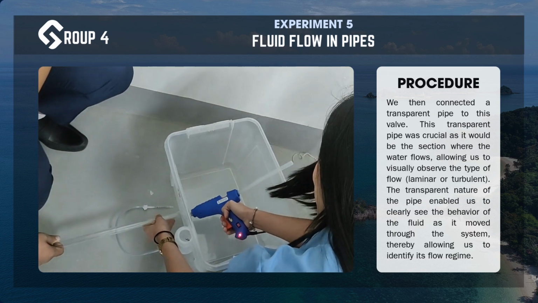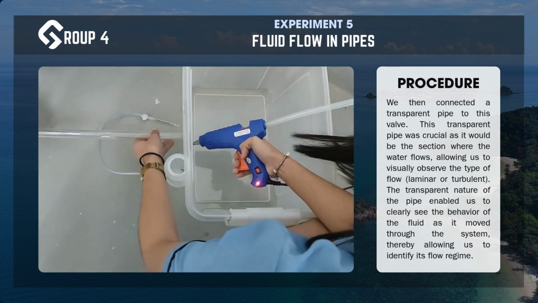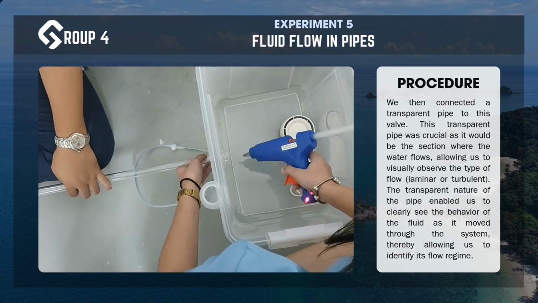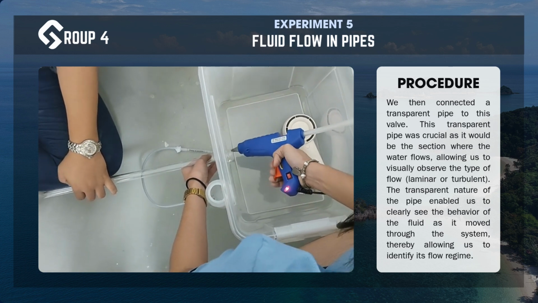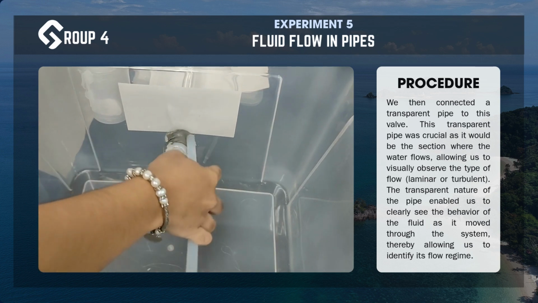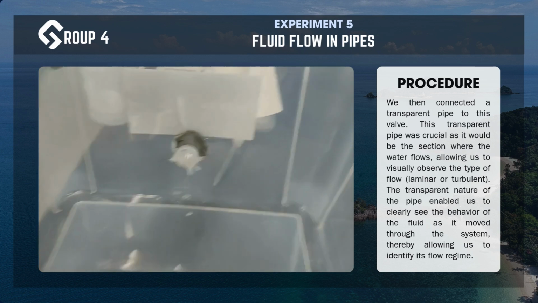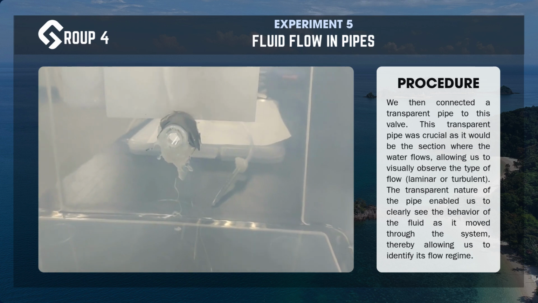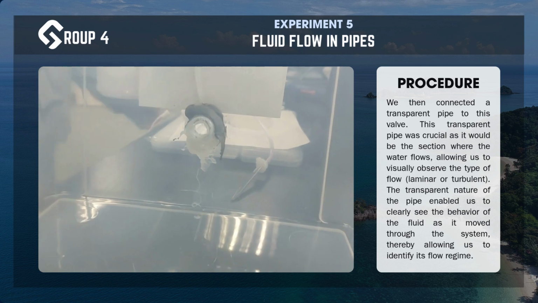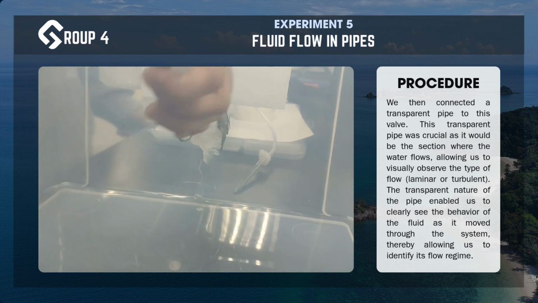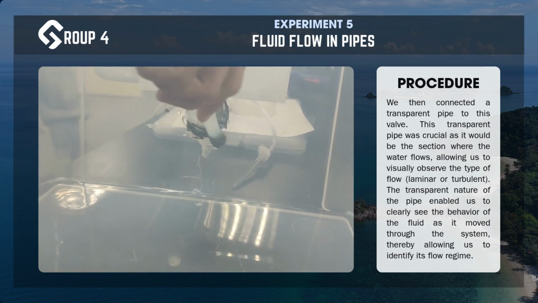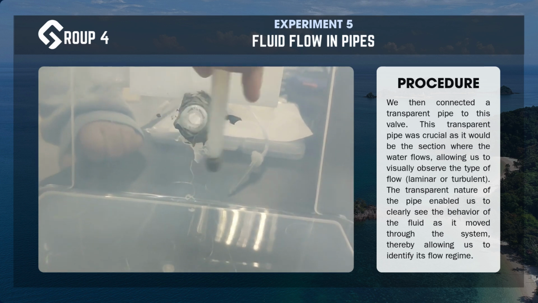To continue the procedure, we connected a transparent pipe to this bulb. This transparent pipe was crucial as it would be the section where the water flows, allowing us to visually observe the type of flow, laminar or turbulent. The transparent nature of the pipe enabled us to clearly see the behavior of the fluid as it moves through the system, thereby allowing us to identify its flow regime.